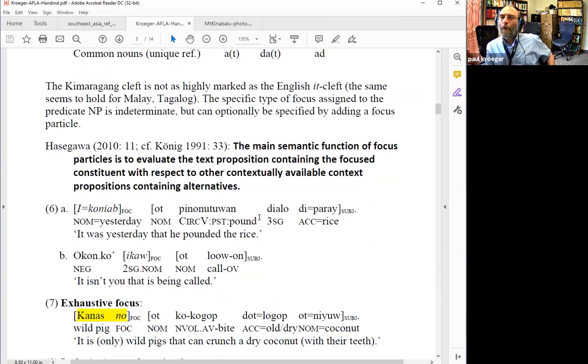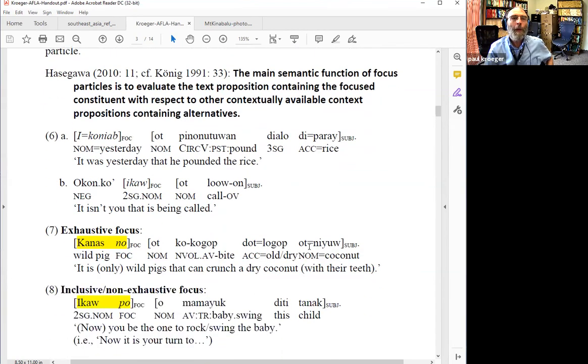The focus construction itself is not highly marked, like the it-cleft in English. It's used more widely, in more contexts. I think that's true in Tagalog and Indonesian as well. The cleft doesn't have this strongly marked quality as it does in English, but it also doesn't specify what kind of topic is involved. If you want to specify that, we can optionally add one of the focus particles.